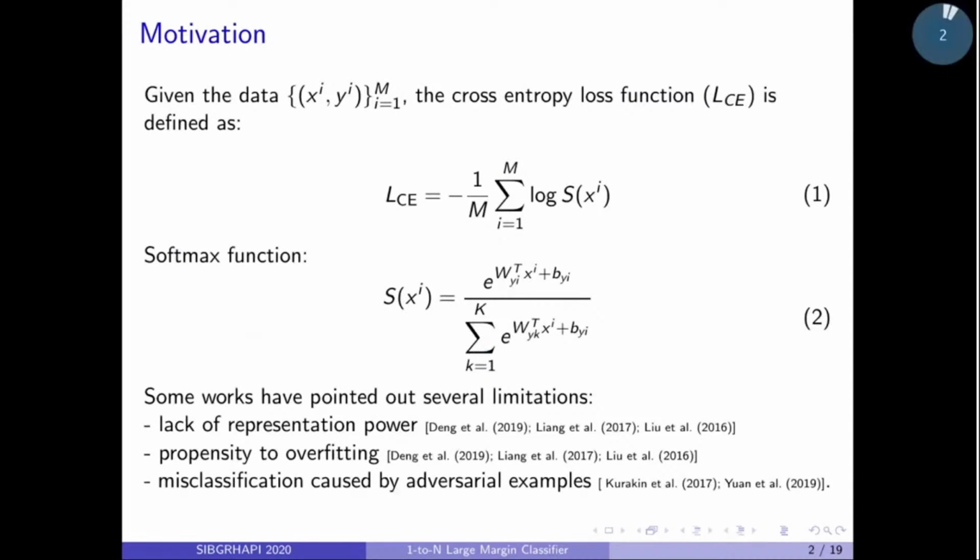Our motivation. The cross-entropy loss function is continually used along the time, especially for image classification. This loss maximizes the softmax function shown in equation 2. However, some works have pointed out several limitations, such as lack of representation power, propensity to overfitting, and misclassification caused by adversarial examples.